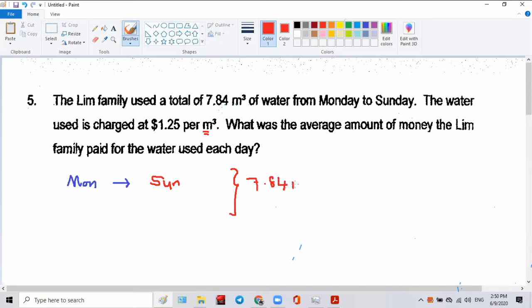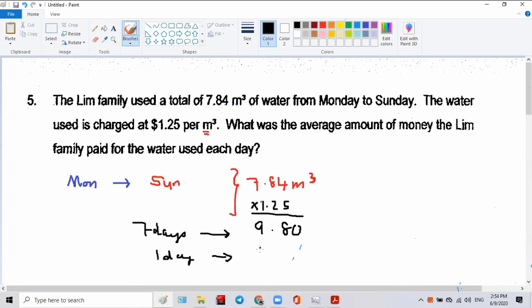7.84 meter cube they use in total. The question gives you that. And the water is charged at 1.25 per meter cube. So you times 1.25 to find the total money. What's the money? 980.